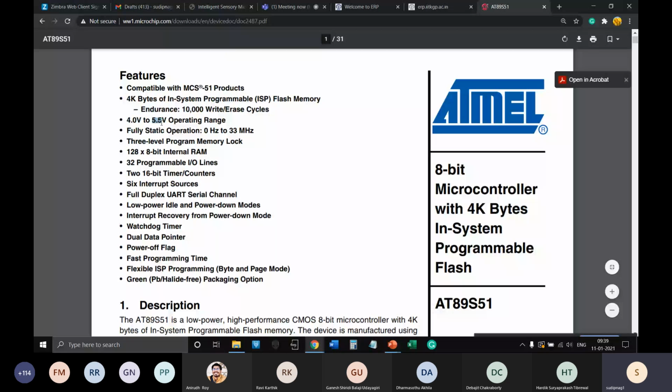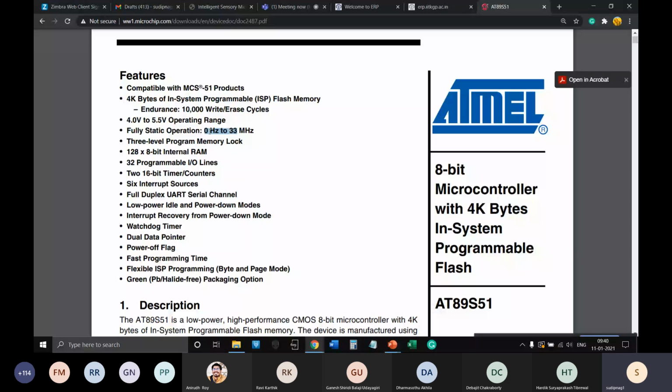And static operation, fully static operation means basically it will be very stable and it will just perform as uniformly as possible over this entire frequency range, that is 0 to 33 megahertz. Typically, we don't count close to 0 in general because faster is better, but not always. Why are they keeping this 0 hertz? That's one question. So if a slower microcontroller is not so good, then there must be some other reason. The reason is power.